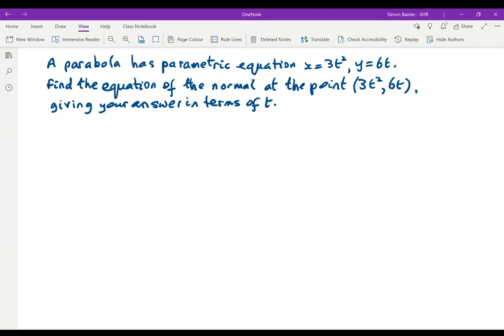In this video, we find the equations of the tangents and normals to parabolas and hyperbolas when their equations are given in parametric form. In this first example, we have a parabola with the equation x equals 3t squared, y equals 6t. And we're asked to find the equation of the normal at the point 3t squared, 6t.